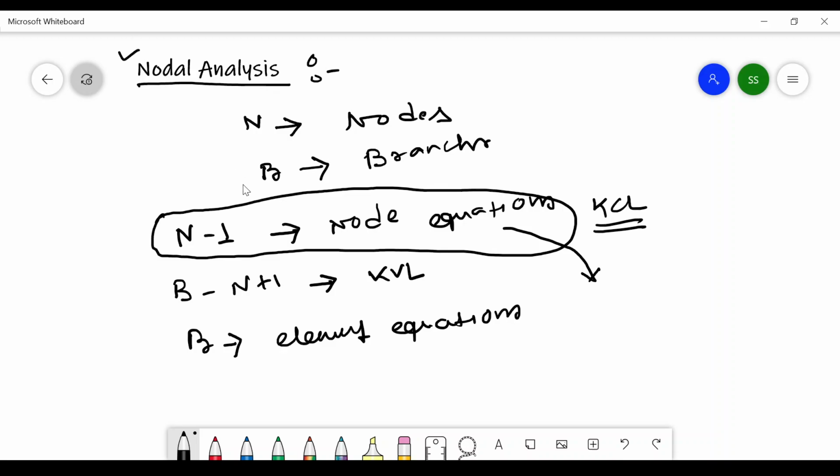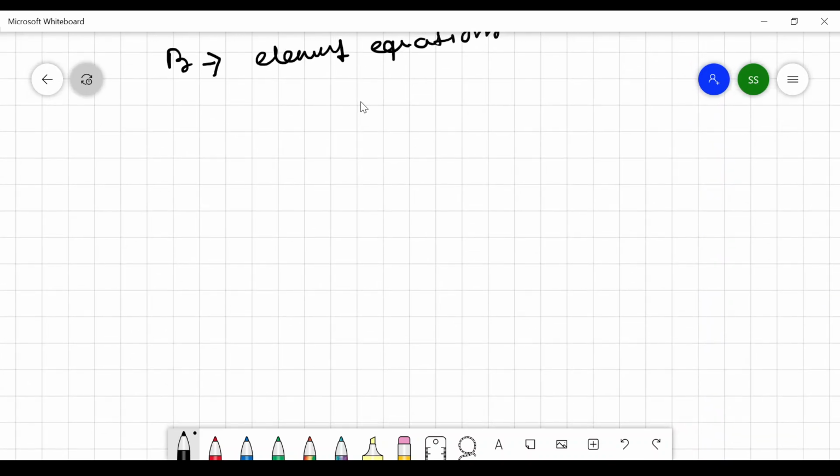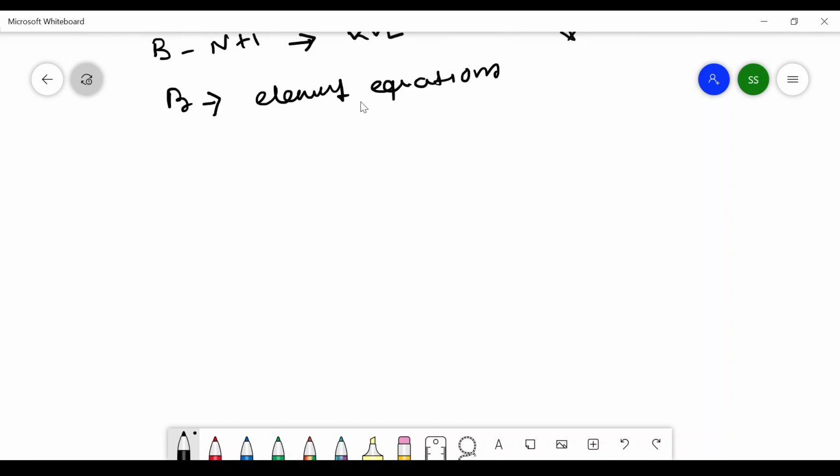Going further, let us draw a certain circuit which has certain elements and nodes. One important thing is that in most cases when doing nodal analysis, the main active element is the current source. Where only current sources are there in the circuit, we use nodal analysis. So let us draw a particular circuit.